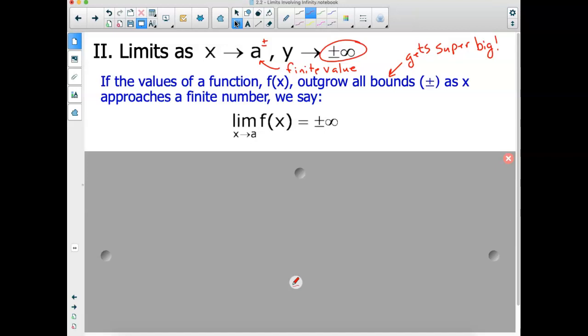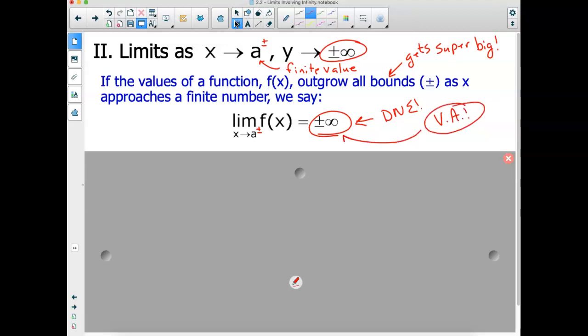No, I said that wrong. The values of a function f of x outgrow all bounds as I approach from the left to the right as x approaches a finite number, we say. So as x approaches a finite number, it doesn't matter if it's from the right or from the left, okay? If I grow without bound, that describes the behavior. If my limit is infinity, it does not exist, remember. Limit does not exist, but it's used to describe behavior. It is used to describe vertical asymptotes, okay?